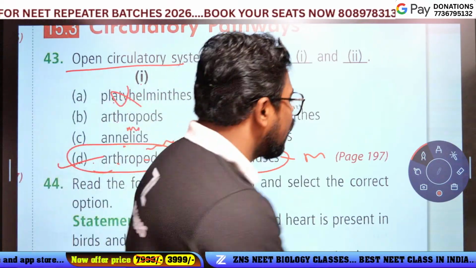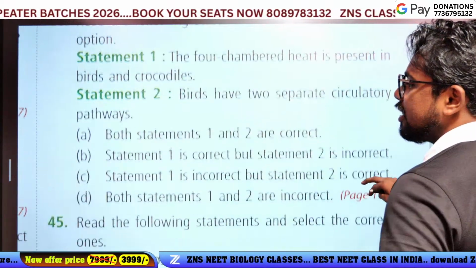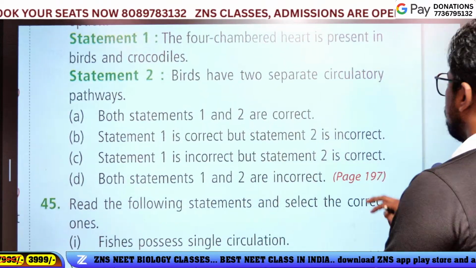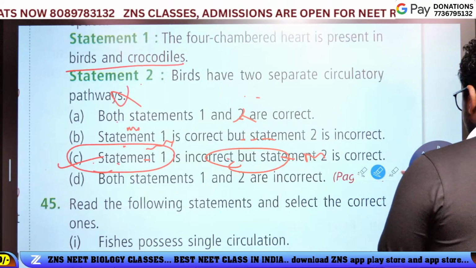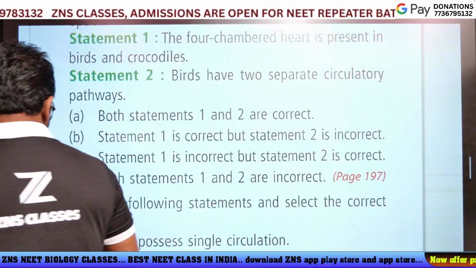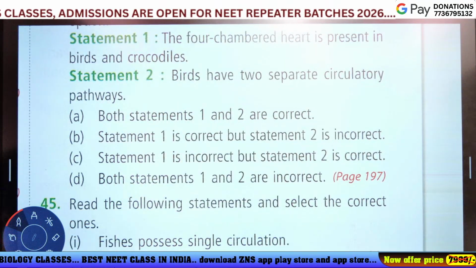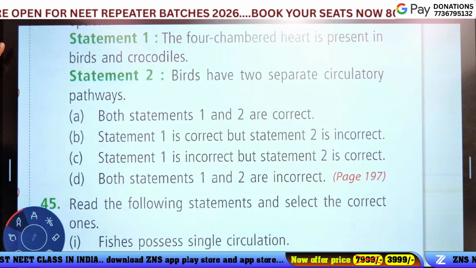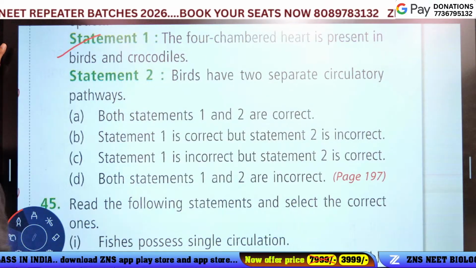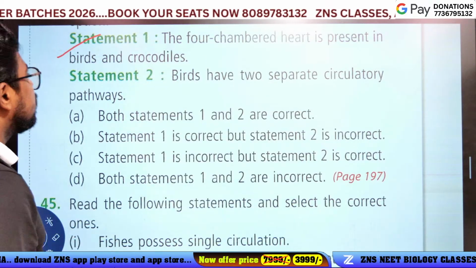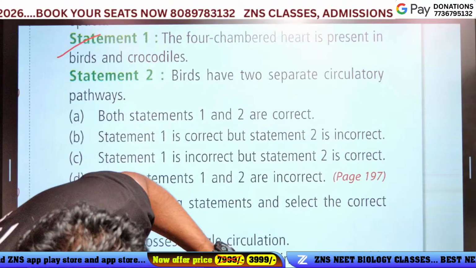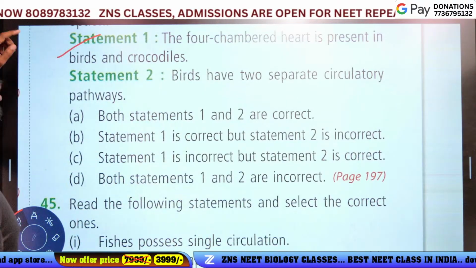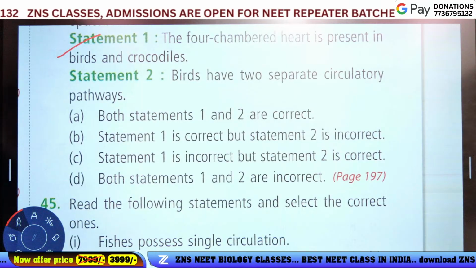Okay, guys, it's a good question. Next, read the following statement and select the correct option. Which is the answer? The four-chamber heart is present in birds and crocodile. Correct. The four-chamber heart is present in birds and crocodile.